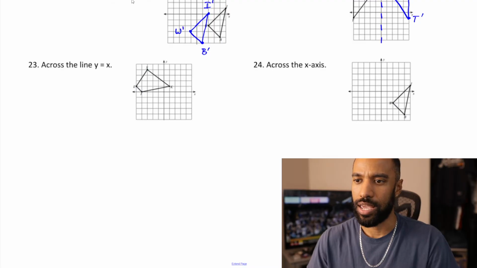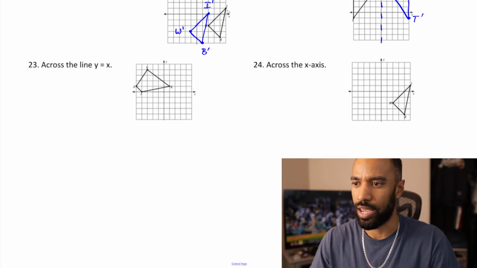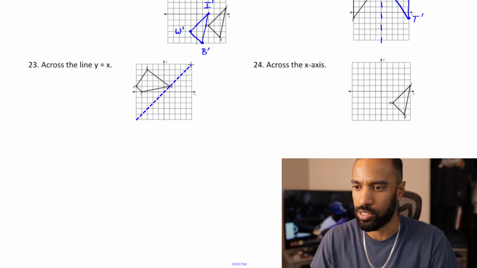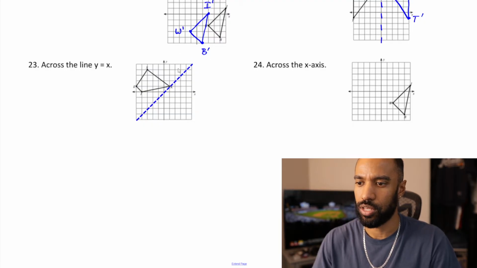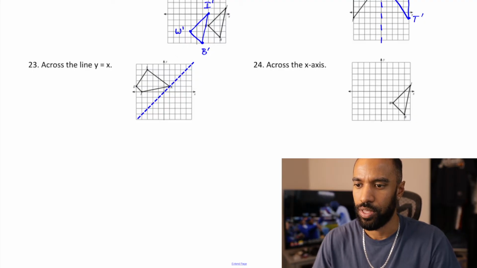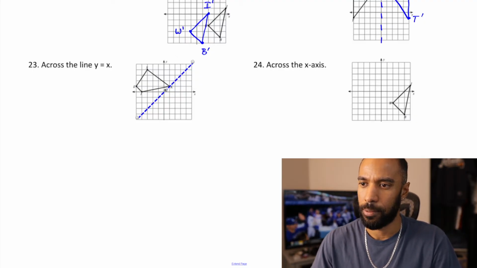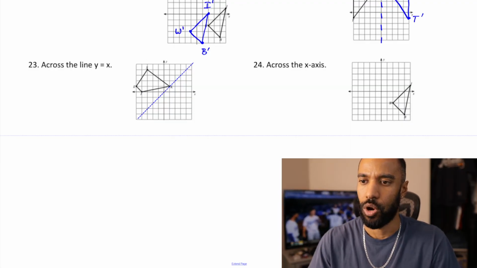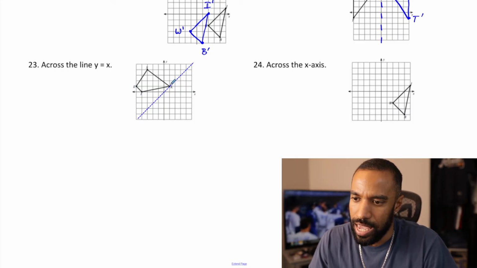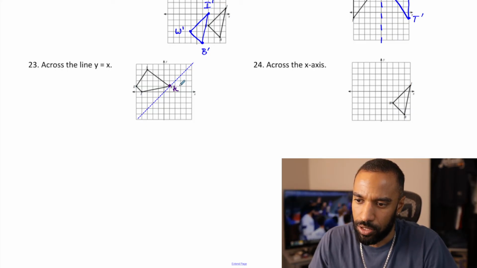Okay, across the line y equals x. Now this is one where I think I can count this time, but I can also confirm that they go across the points like I stated before. So here's the line y equals x. It's that diagonal line, like so. All the points will hit across going the other direction. So K and K prime are on the same spot. They're right on the line right there.